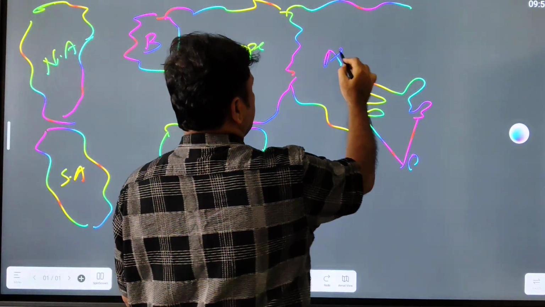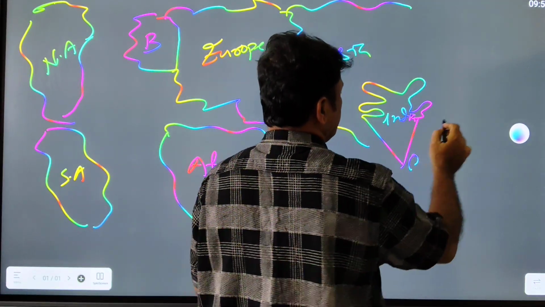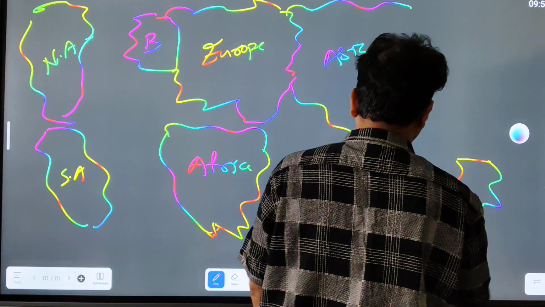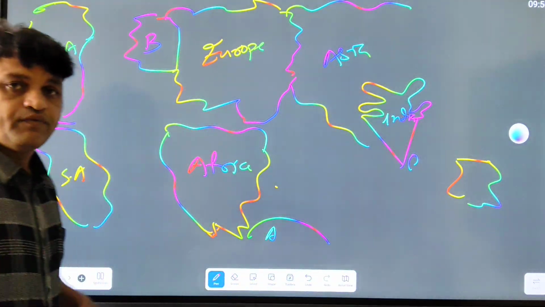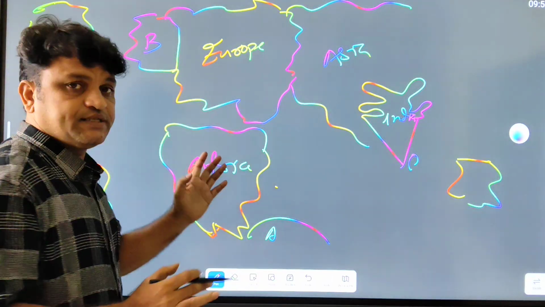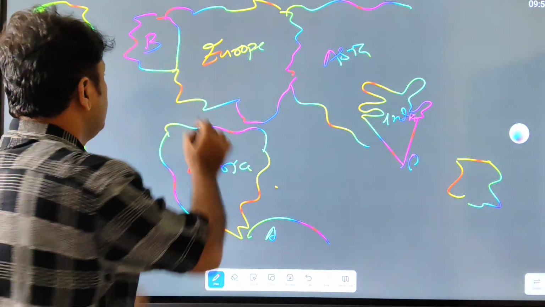Europe, and this is Asia, and this is India. And we have Australia here also, and we have Antarctica. So we have 7 continents, and Britain, which is part of Europe, ruled India.